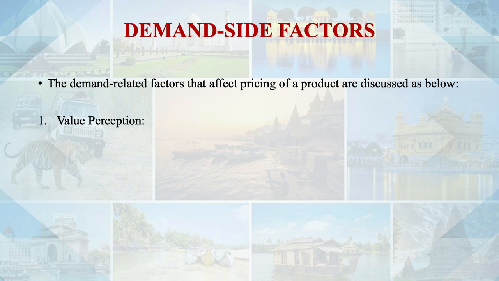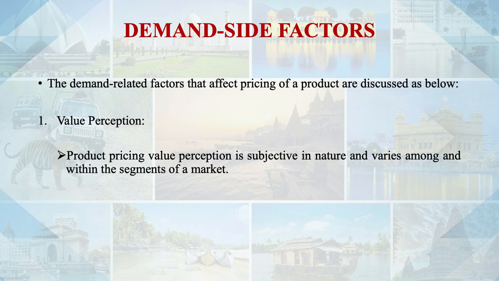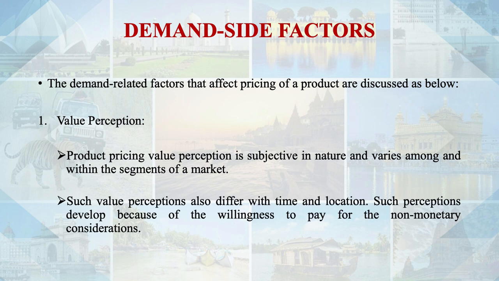The first such factor is value perception. Product pricing value perception is subjective in nature and varies among and within the segments of the market. Such value perceptions also differs with time and location. Such perceptions develop because of the willingness to pay for the non-monetary considerations as well.